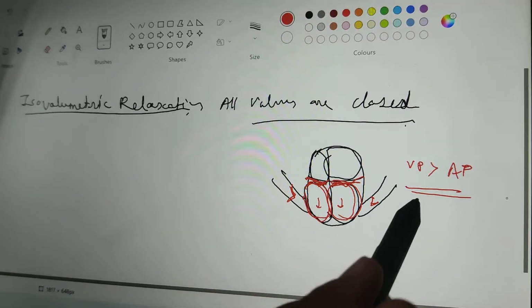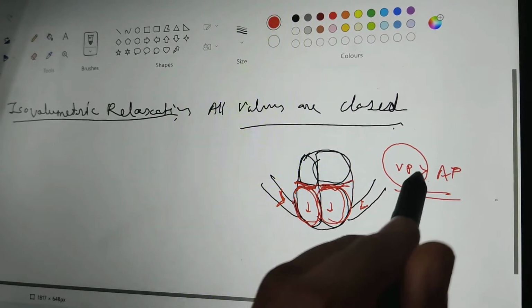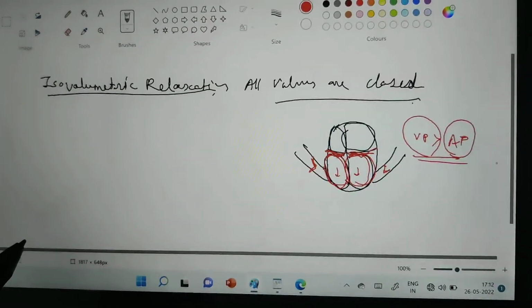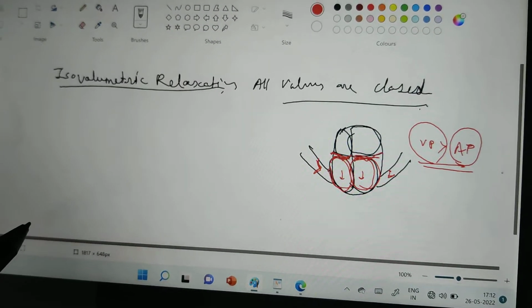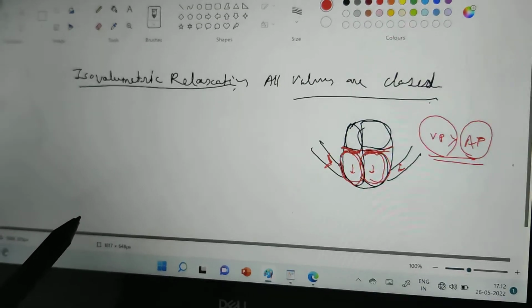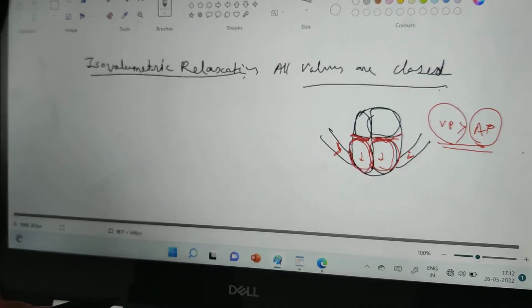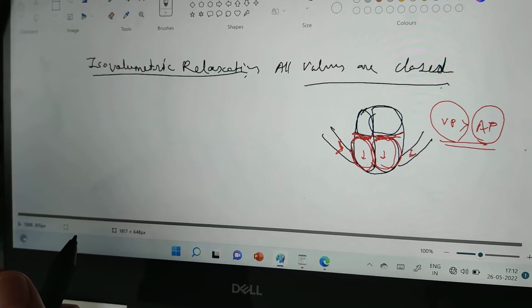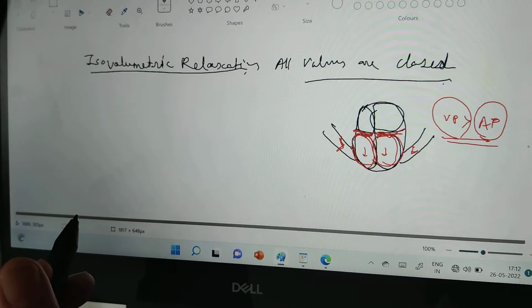Okay, so there is the ventricular pressure which is greater than the atrial pressure. Atrial pressure continues to rise because of venous return.